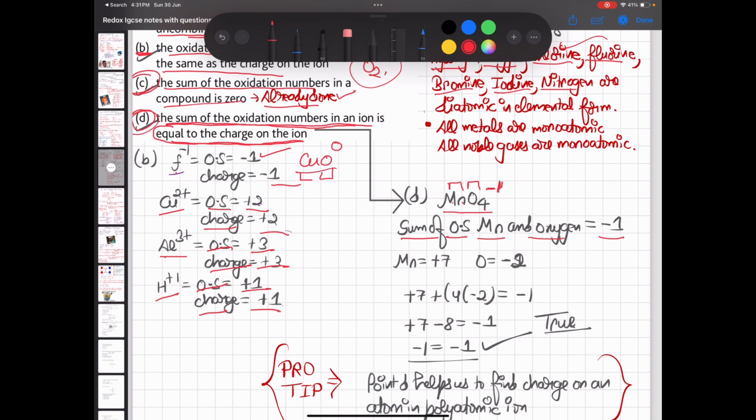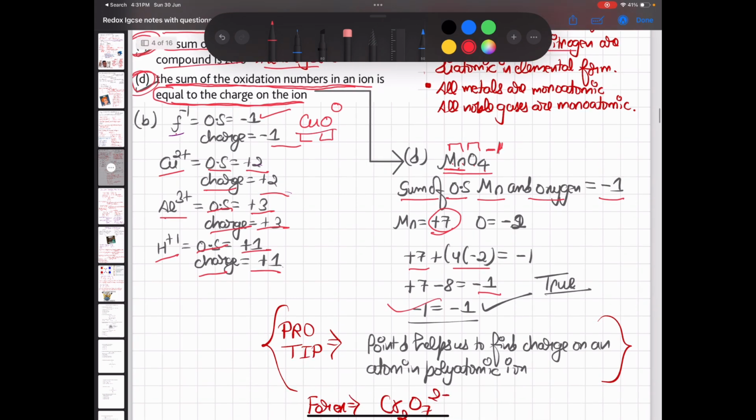Now let's say I tell you that manganese oxidation state is +7. How many manganese are there? 1. Charge will be +7. Oxygen, we are already aware, has a charge of -2. How many oxygen are here? 4. So 4 times -2 is -8, and -8 plus 7 is -1. So this point is in fact true, that the sum of oxidation states in an ion is equal to the charge on the ion.